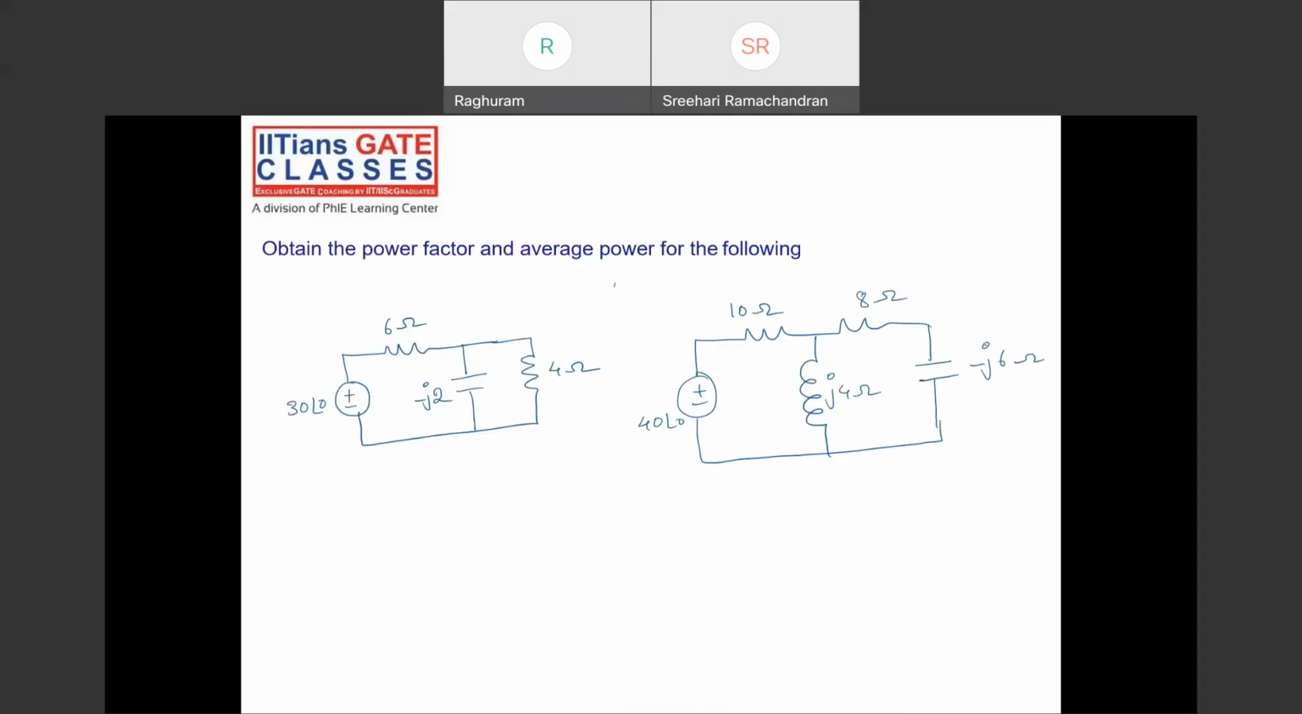Similar one: power factor and average power for the following. You have to find P. P is nothing but VI cos theta, where theta is the angle between V and I. Cos theta is your power factor again. Voltage is given as 30, find the current I. Otherwise, I'll do the first one.